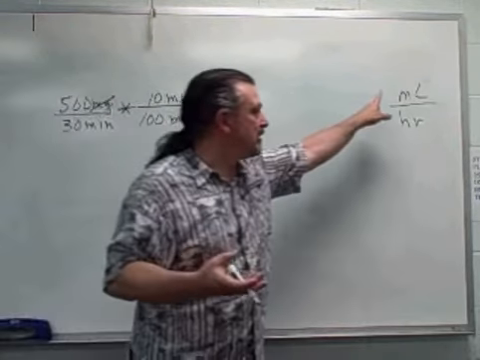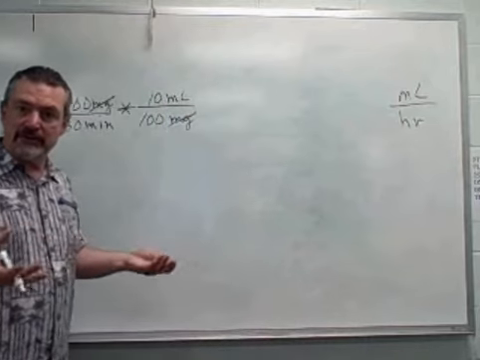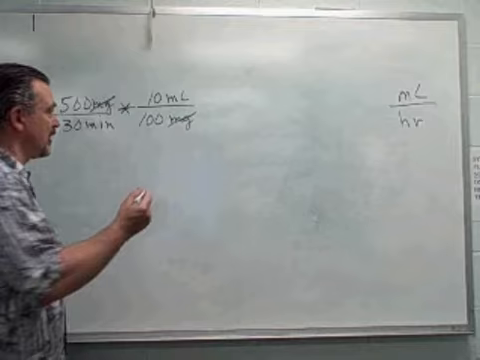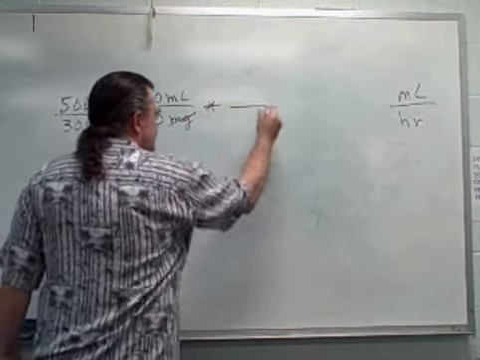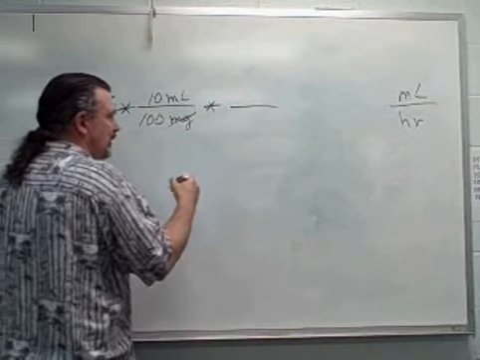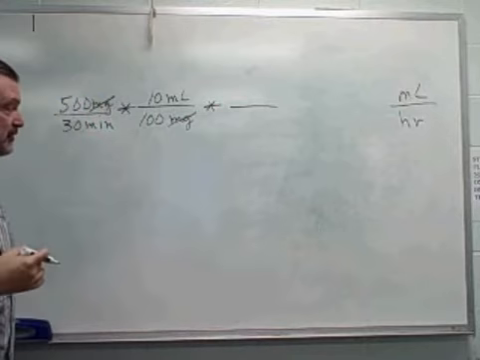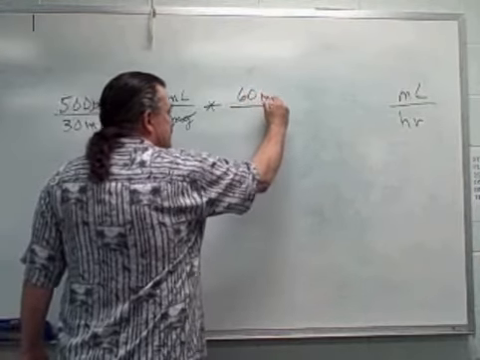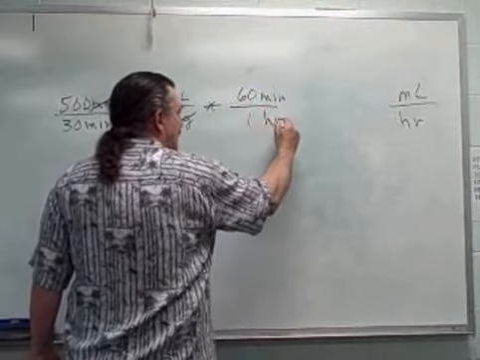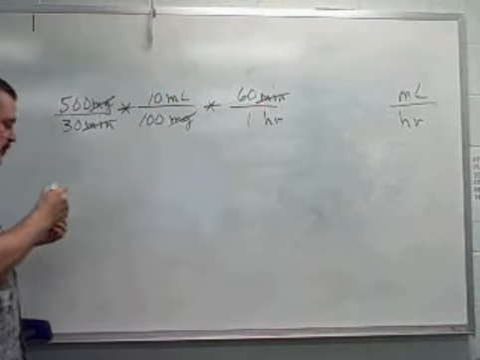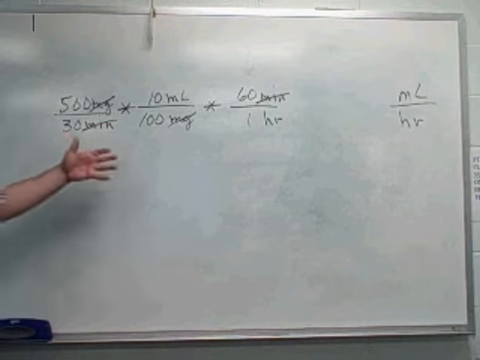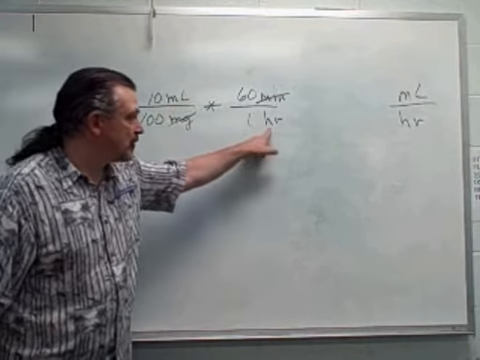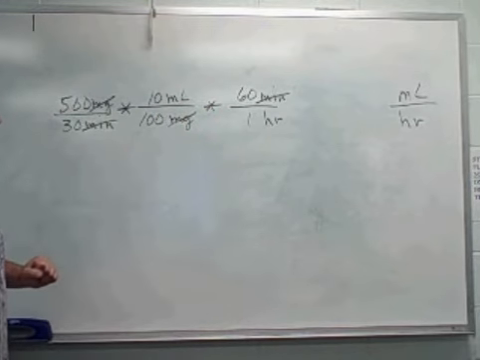But we want to know milliliters per hour. So the only thing we need to do now is get from minutes to hours down in the denominator. And we've done that already several times. In the reverse, we've gone from hours to minutes. Now we need to go from minutes to hours. So 60 minutes is 1 hour, so the minutes will cancel. And we now know, when we do this arithmetic, how many milliliters per hour the patient should be receiving.